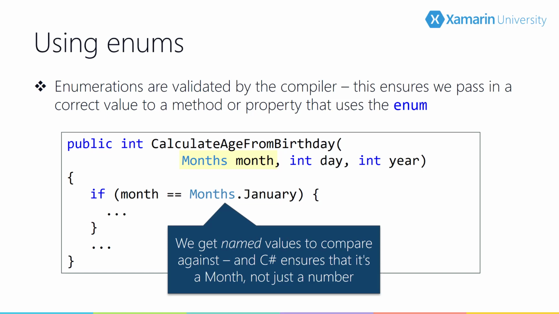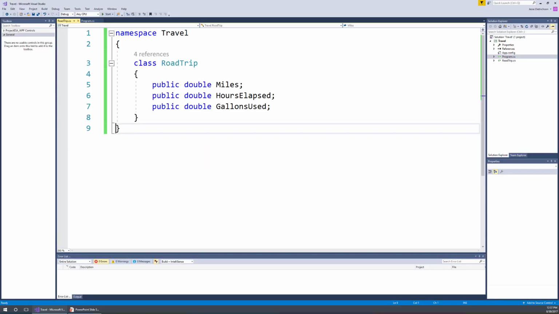So to help make this more clear, I want to jump back to our exercise and just show you an example of using an enumeration and why you would maybe actually want one. So here we are back in Visual Studio in our road trip class. And imagine a situation where we wanted to record what type of transportation was used during this road trip. So we could ask ourselves, how would we do that? What is the process like?